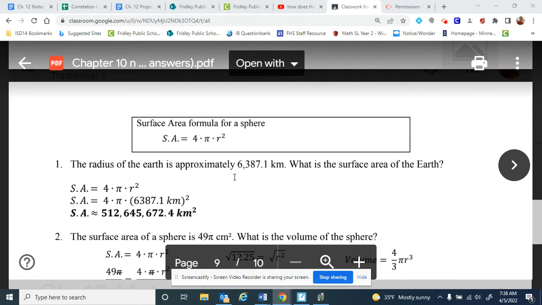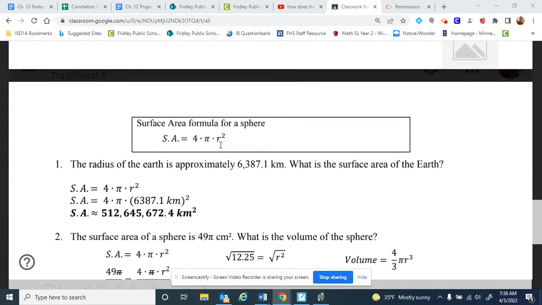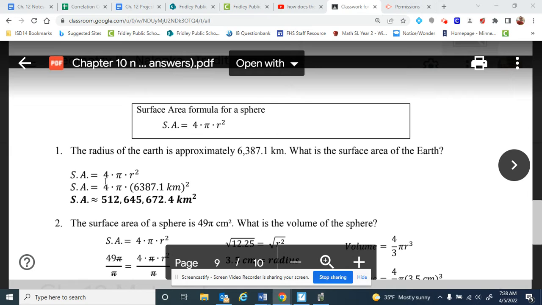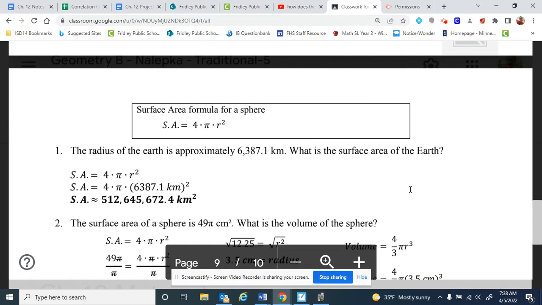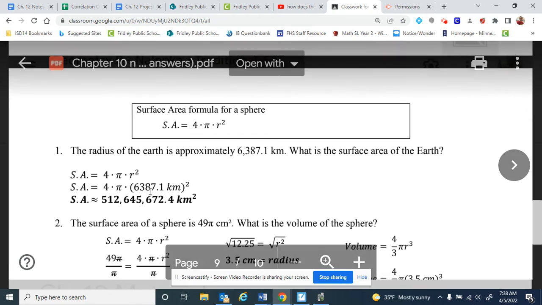So we simply take this formula and we replace the r with what the radius is. And so here the radius is the 6,387.1. So we just plug that in. And then to type this into our calculator, I loaded up my calculator this time. So what I want to do is type in this first part, this 4 times pi. So we're going to have 4 multiplied by pi. And pi is here. We hit second and then this exponent key to get pi. And then what we want to do is multiply that by the radius, so 6387.1 squared.